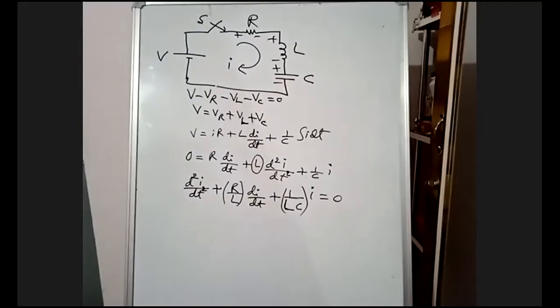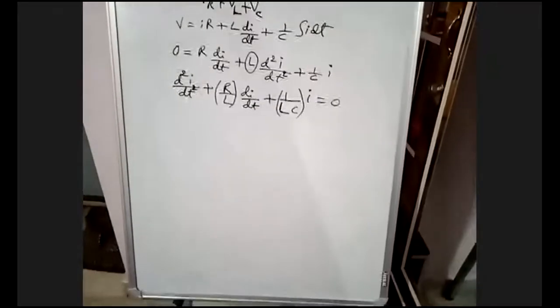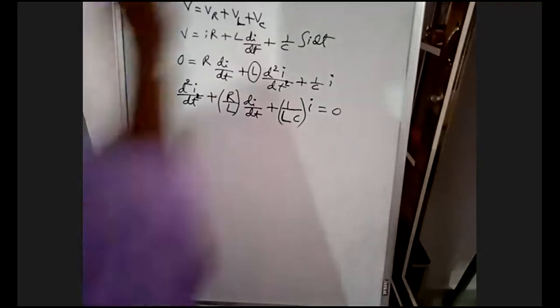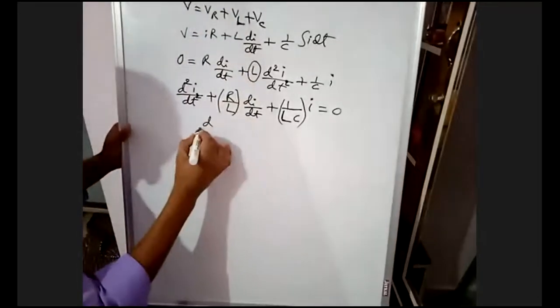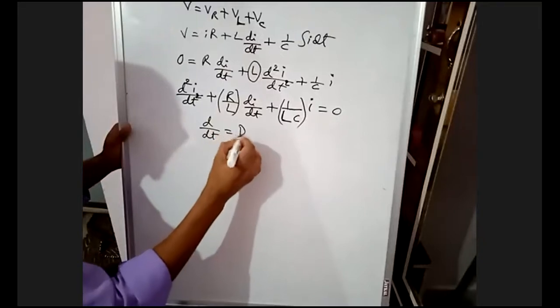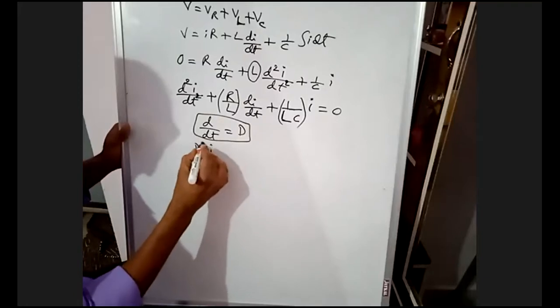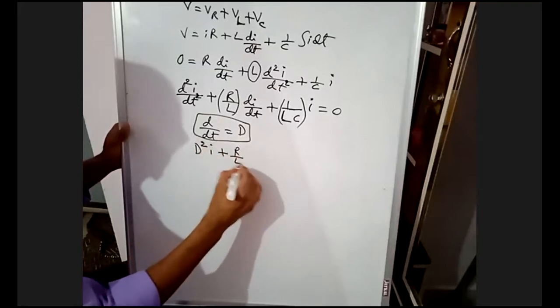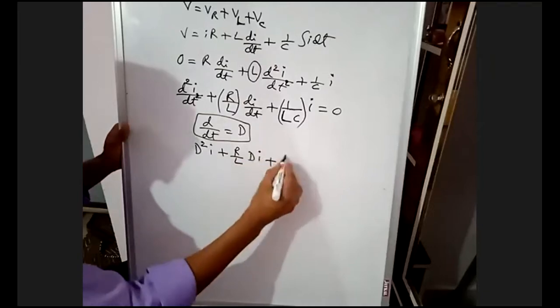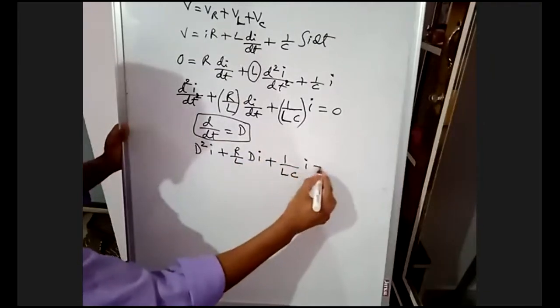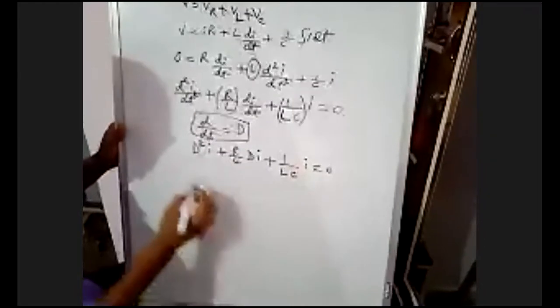So I'm making the coefficient of d square i by dt square 1. Divide the entire equation with L. Now this is the second order differential equation. Now see here, I'm taking d by dt is equal to D. That is D square into i plus R by L into D i. Take i common.